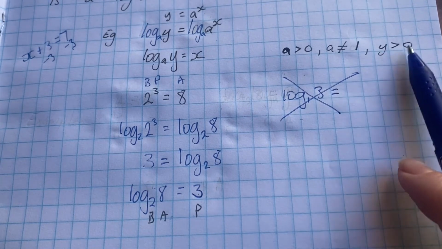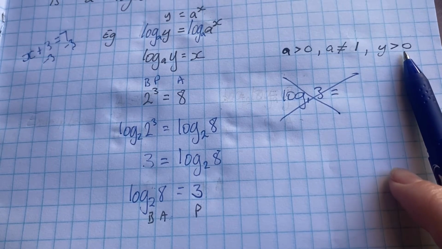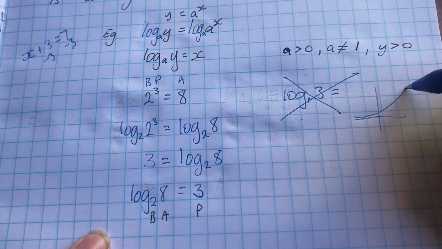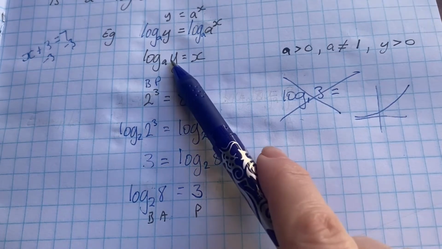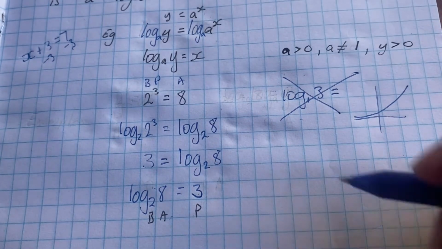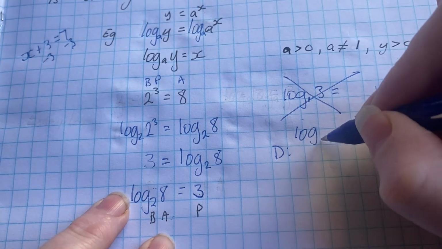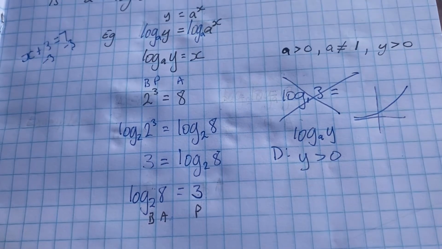Also, y is always going to be greater than 0. It's always going to be a positive number, no matter what. And we saw that with our exponential graphs, that we always got a positive answer. Our answers were always above the x-axis. So y is always greater than 0. You can't take the log of a negative number. So the domain when you've got log base a of y is that y must be greater than 0.